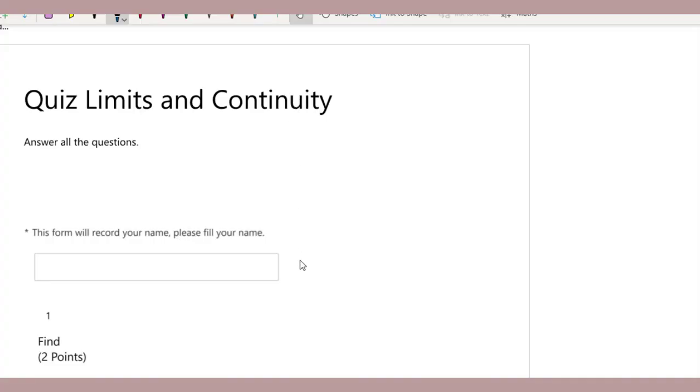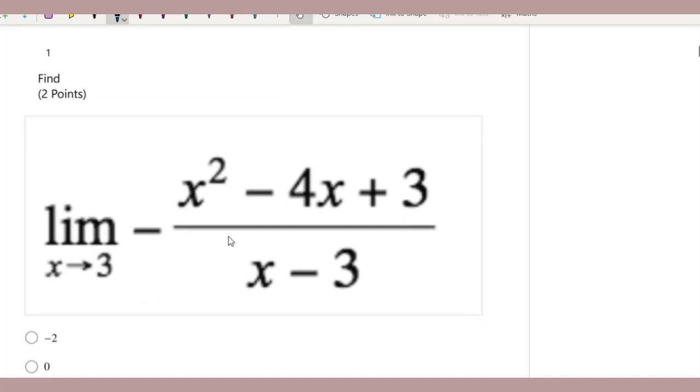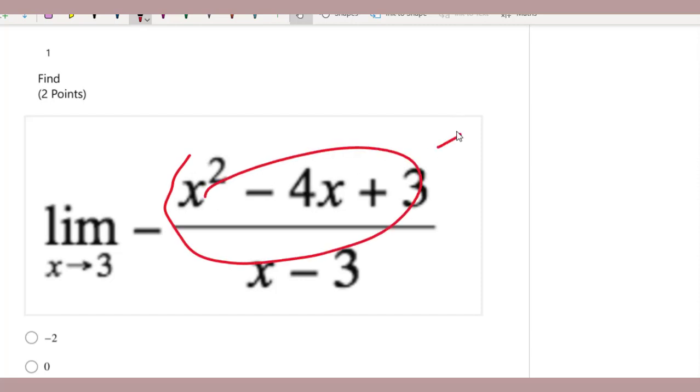Quiz limits and continuity. Number 1. Find the limit of these functions as x approaches 3. The first thing, substitute here: 9 minus 12 plus 3. Direct substitute. 3 minus 3 is equal to 0 over 0. This one is an indeterminate form.